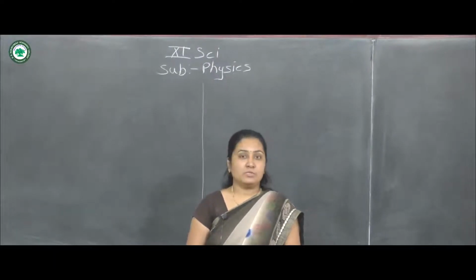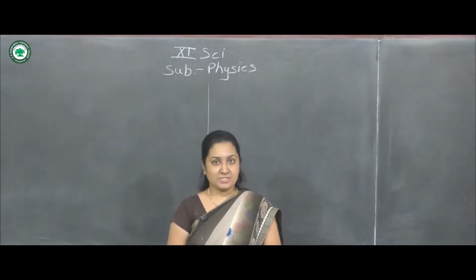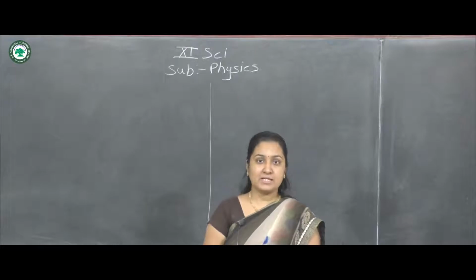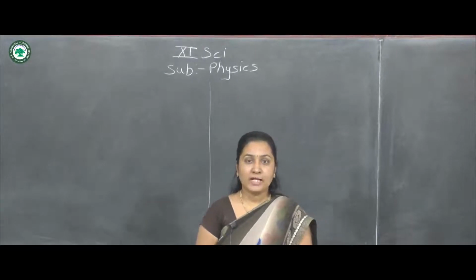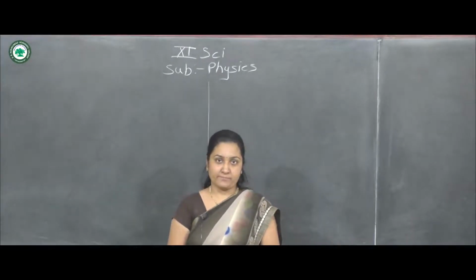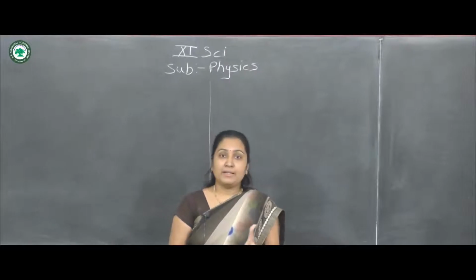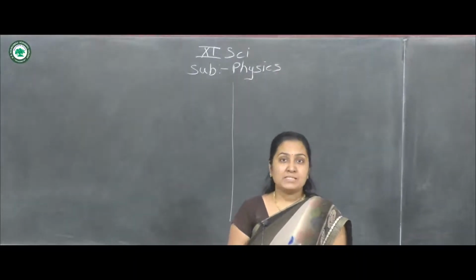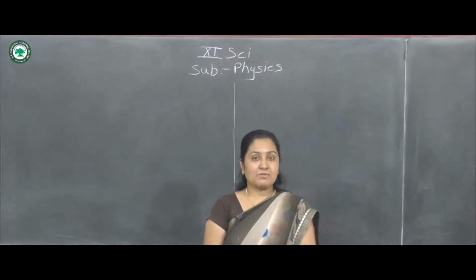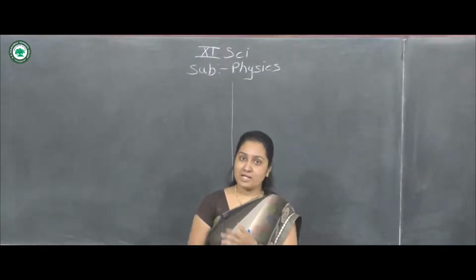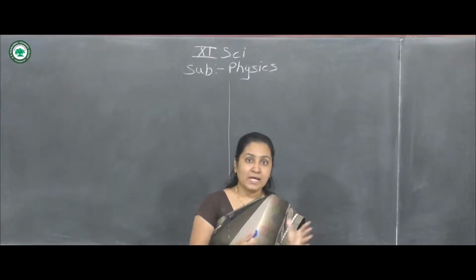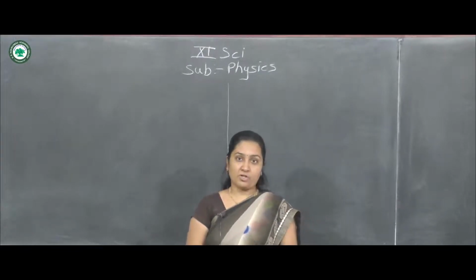Today we are going to study 11 Science Physics. In this 11 Science Physics, we are studying chapter number 2, that is Mathematical Methods. Now in the chapter Mathematical Methods, we are going to study the basic mathematical methods required for 11 Science Physics, which consist of scalar quantities and vector quantities.